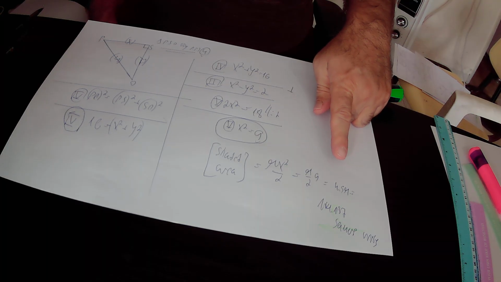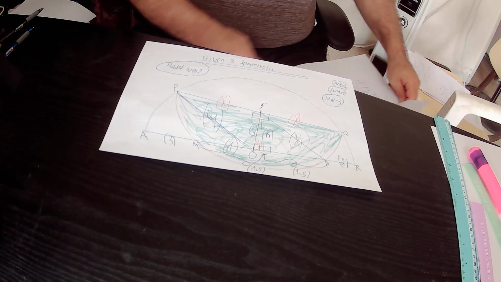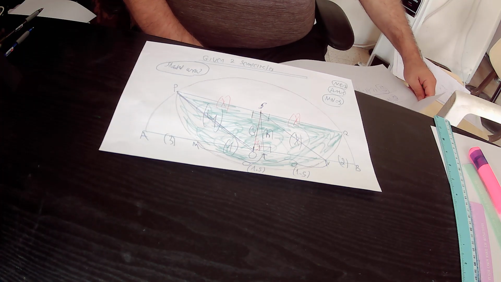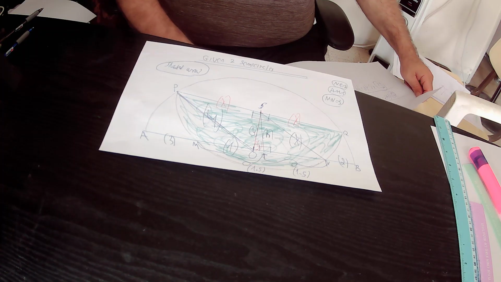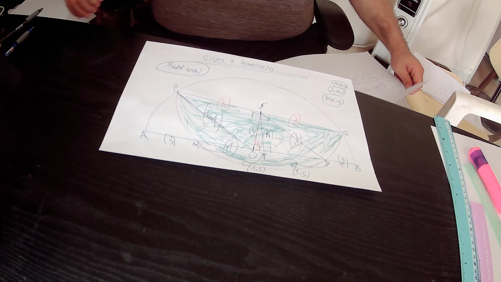In terms of numbers, it equals 14.137 square units in size. So the size of this shaded area is equal to either 4.5 pi square units in size, or in terms of numbers, it equals 14.137 square units in size. Okay, thank you very much.